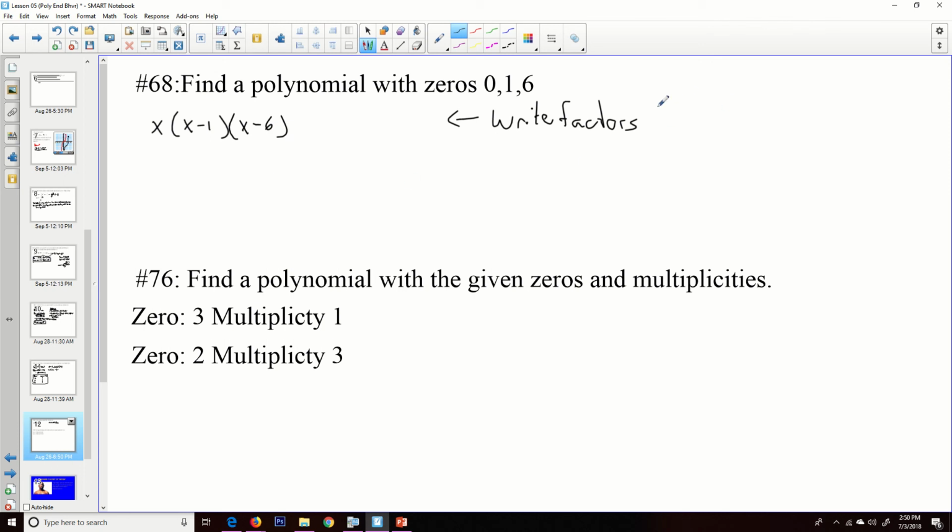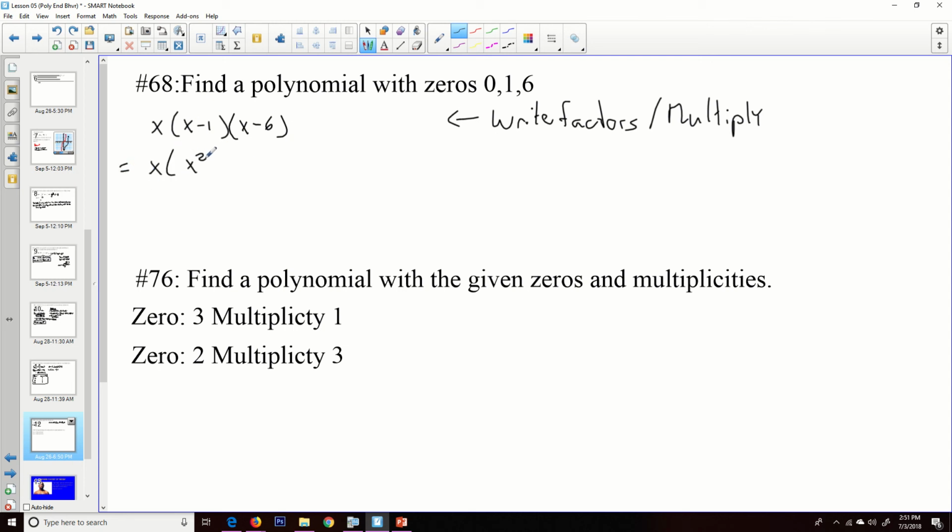After we've written our factors, we're then going to multiply. Now the good thing about multiplication is that multiplication is commutative, so we can multiply in any order that we want. And I would suggest multiplying the harder two factors first, because all we got to do is distribute the x once we're done. So that's the easy one. So let's multiply x minus 1 and x minus 6 together first. That'll bring my x down there.